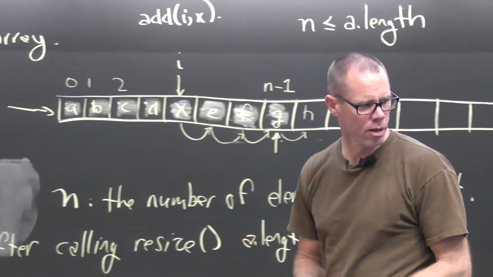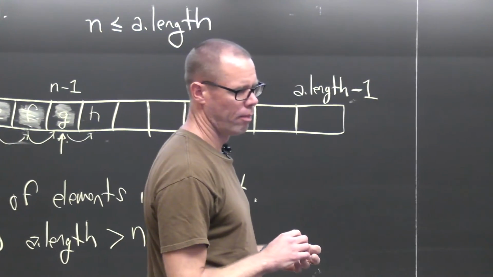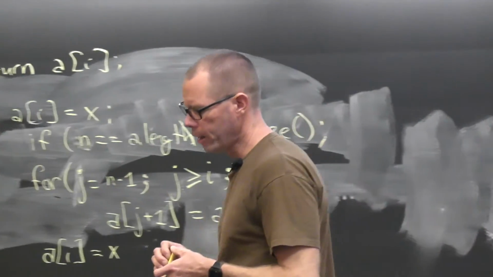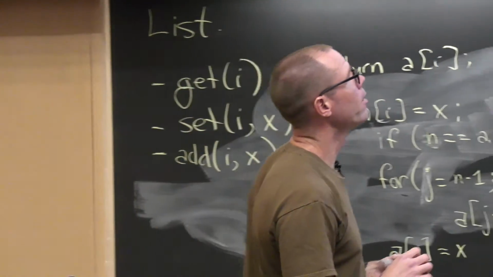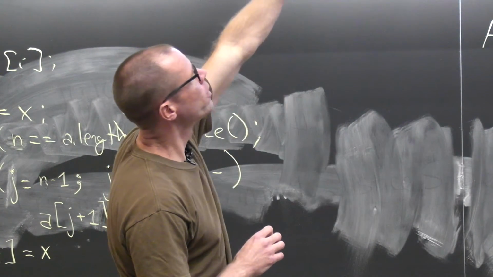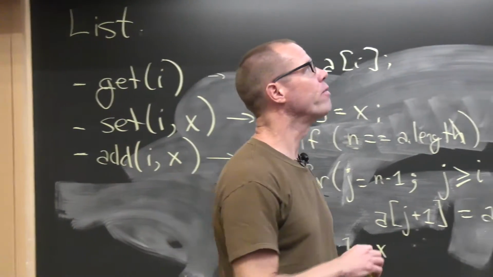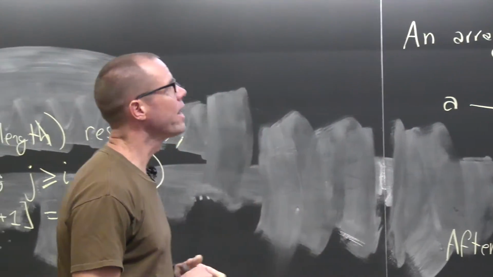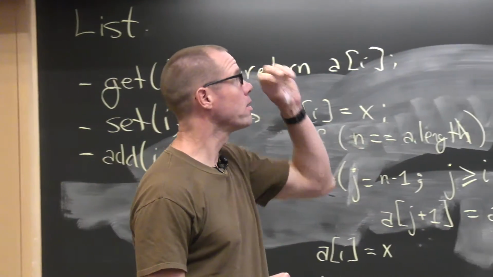So add works almost like the code I've written on the board. Actually, the loop starts a little bit differently. It starts at n and counts down to 1 bigger than i, but it does the same thing. So first thing is some bounds checking, which we like to do. Make sure they're not trying to insert something at a negative index, and make sure they're not trying to insert something at an index greater than n. The index n is allowed.